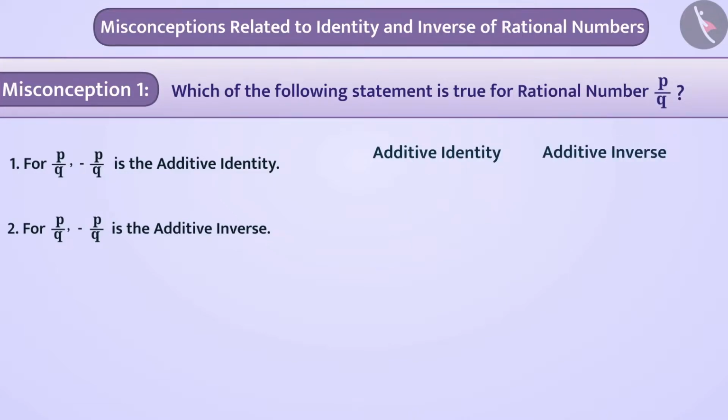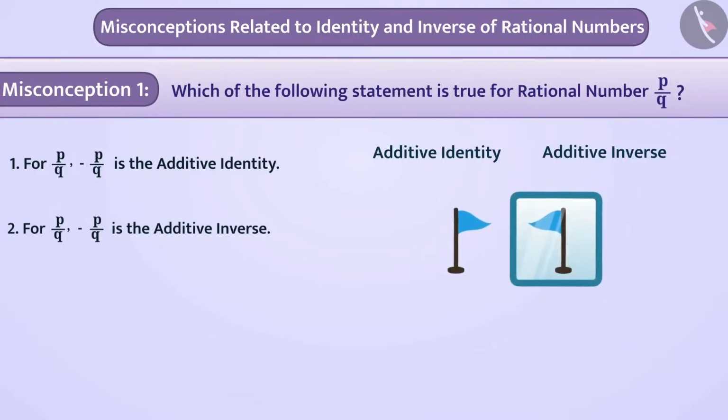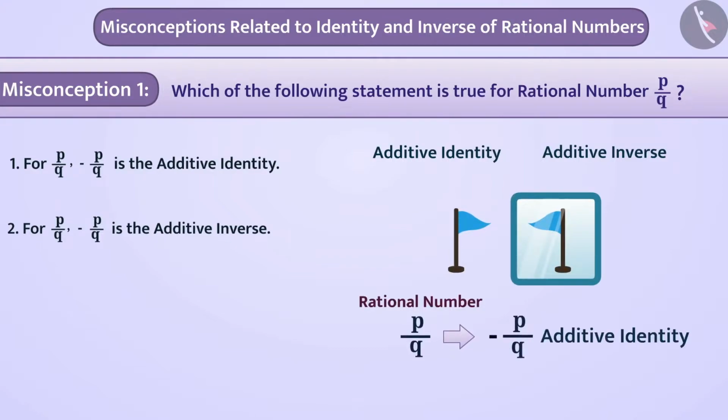They think that just like an object looks in a mirror, the same applies to the rational number p by q. Minus p by q is the additive identity of p by q. Therefore, they give the answer as option 1, which is wrong.